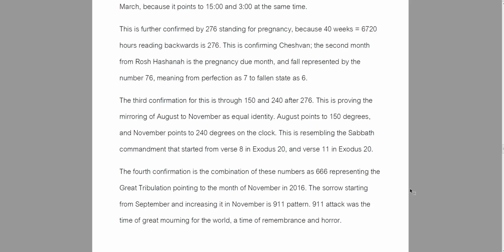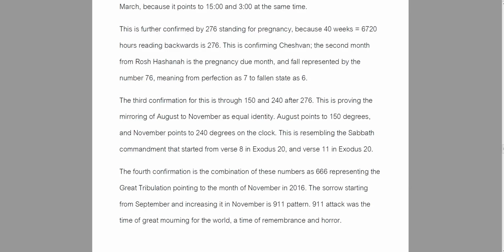Once again, we're back to the Genesis 7 result. There was a really long number, 276, 150, 240. When we look on the clock, we know that 276 is a pregnancy number. So 150 to 240 is something Pentecostal, as represented by America, but also is about the beginning of the end, and also a pregnancy marker in relation to these two numbers.